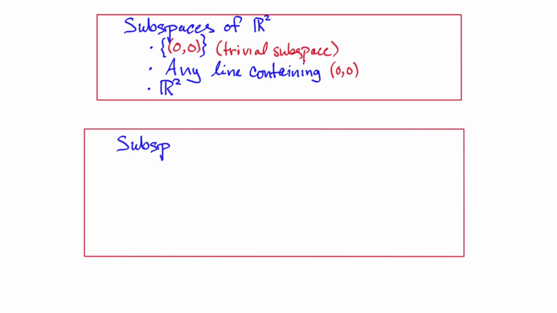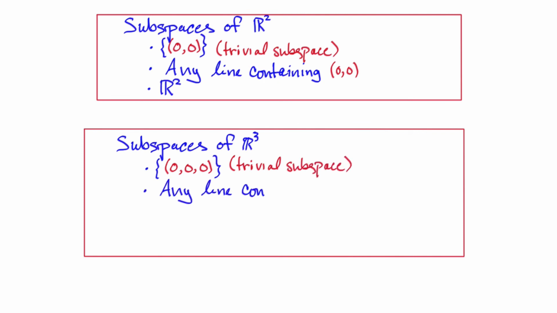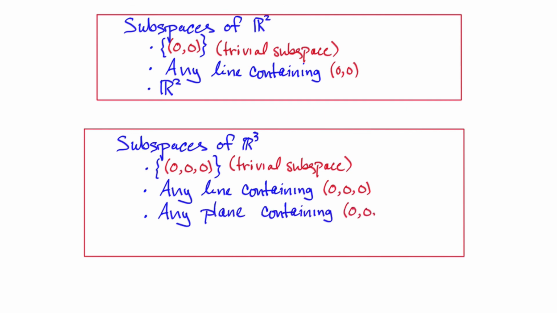And similarly, in R3, the only subspaces that we have are the trivial subspace, the set that just contains the origin in R3, any line in R3 that contains the origin, and then any plane in R3 that contains the origin, and of course R3 itself. All right, you will get some practice describing geometrically various subspaces of R2 and R3.